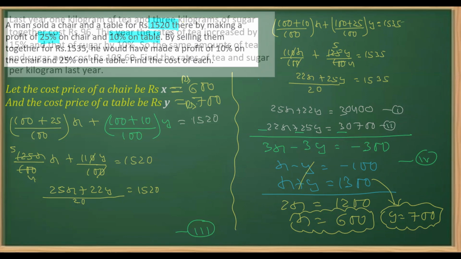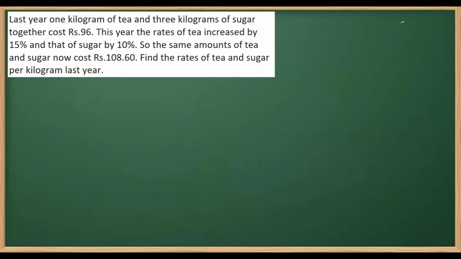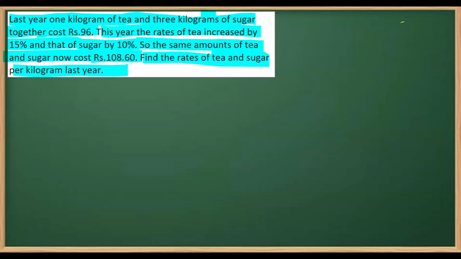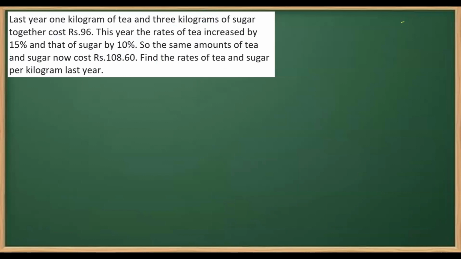Now let's move to the next question. Now in the next question, it says that last year, 1 kg of tea and 3 kilograms of sugar together cost rupees 96. And this year, the rate of tea is increased by 15% and that of sugar by 10%, right? So the same amount of tea and sugar now costs rupees this much. Find the rate of sugar per kg and tea per kg last year. That means the previous year's price we need to know.